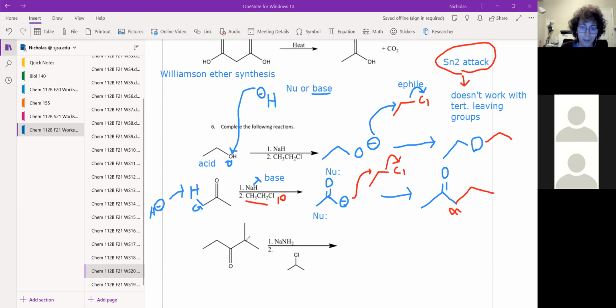Okay, next one, we have another ketone. We're adding NaNH2. This is just another strong base. It's a very strong base, so just be aware, it won't always be sodium hydride on a test. You can see this too. That's going to help us form an enolate. But which enolate is going to form? We have two potential ones. It could form here or here.